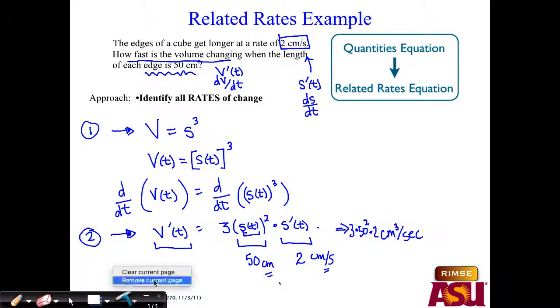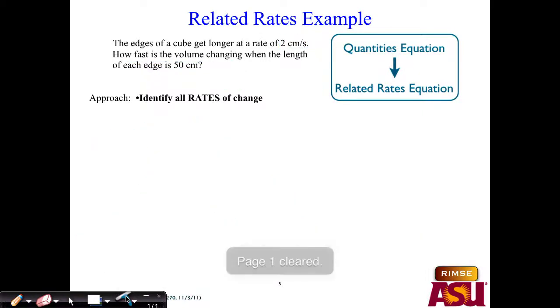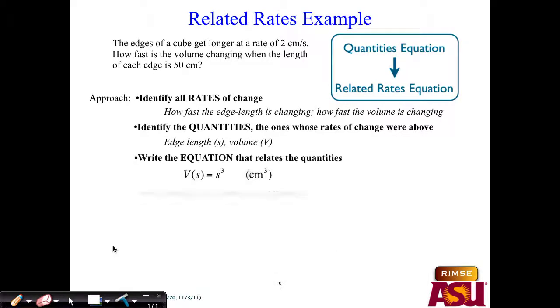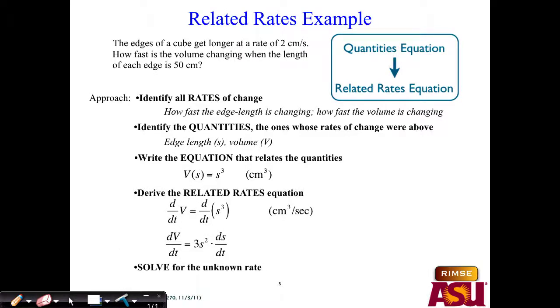All right, so on to a new question, maybe. There we go. This is what we just did. All right, so the answer to all of that comes out to be 15,000 cubic centimeters per second. But that's only valid when the edge length is 50. If the edge length was something else, you can see, this would give us a different result. So the volume isn't always increasing at that rate. It's increasing at that rate specifically in the moment when the edge length is 50 centimeters.